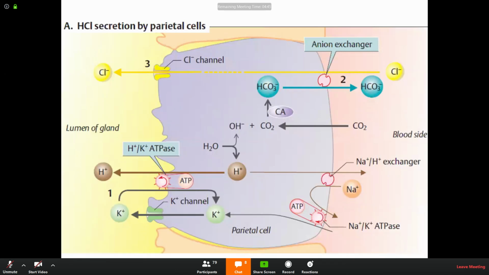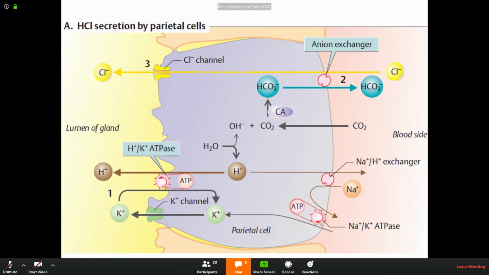Okay, right? So the hydroxide ion that is formed combines with water and forms bicarbonate. Bicarbonate gets exchanged with the chloride, through the chloride bicarbonate exchanger. This bicarbonate ion goes to the interstitial fluid and chloride ion comes inside. Chloride ion is passively diffused to the lumen of the parietal cell, and in the lumen, the hydrogen and chloride combine together and form hydrochloric acid.